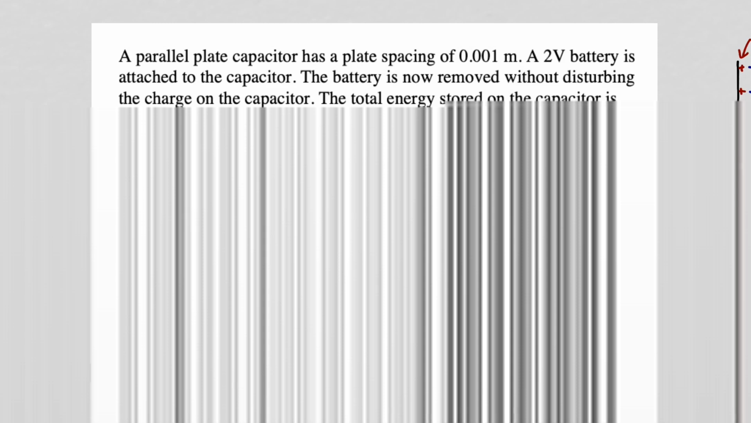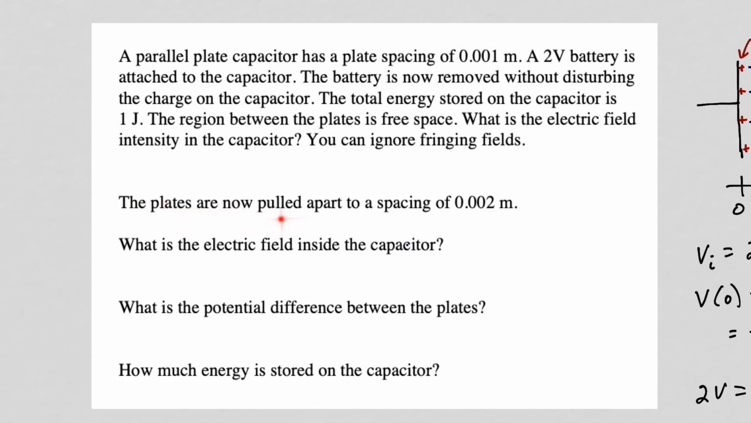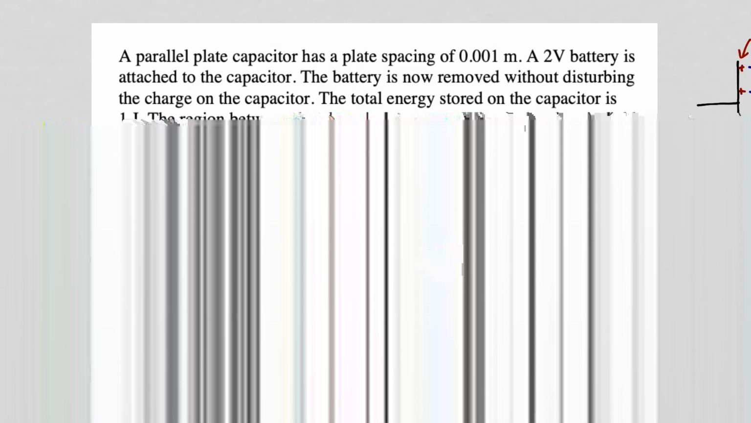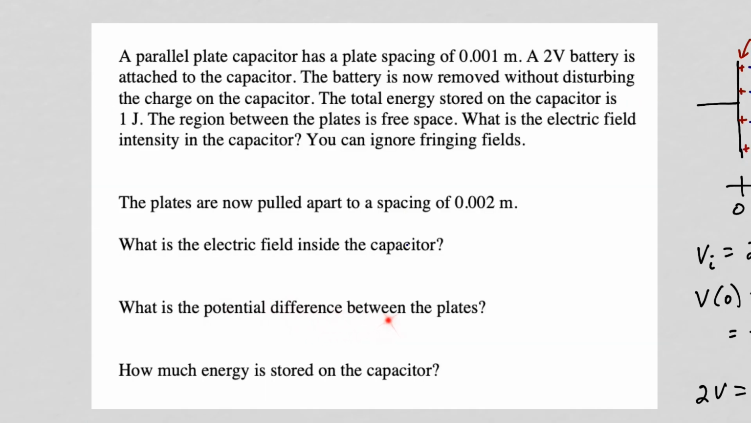So now the plates are pulled apart to a spacing of 0.002 meters, and let's assume we do that without disturbing the charge on the capacitor. And now we're asked to find the electric field intensity inside the capacitor, the voltage drop across the plates, and how much energy is stored in the capacitor.